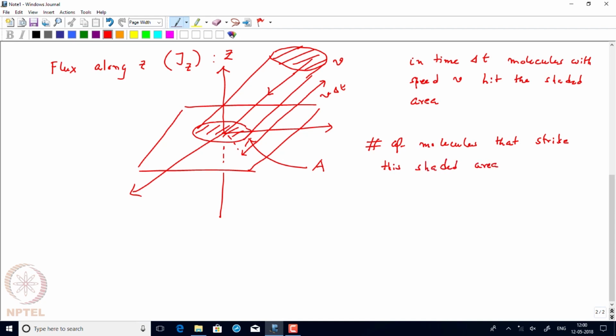That will be nothing but whatever are the molecules, those molecules which are basically lying within this cylinder. So how do I calculate it? I have to calculate the volume of the cylinder and times the density of the molecule. So how to calculate the volume of the cylinder?